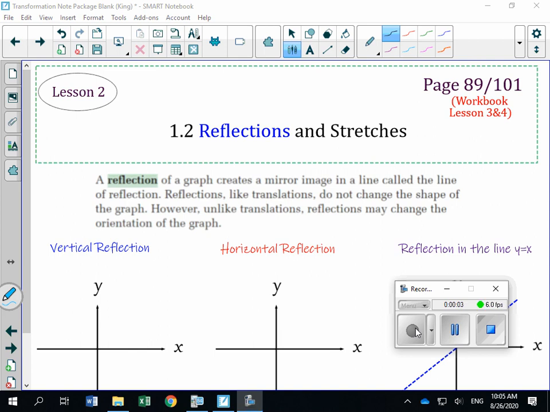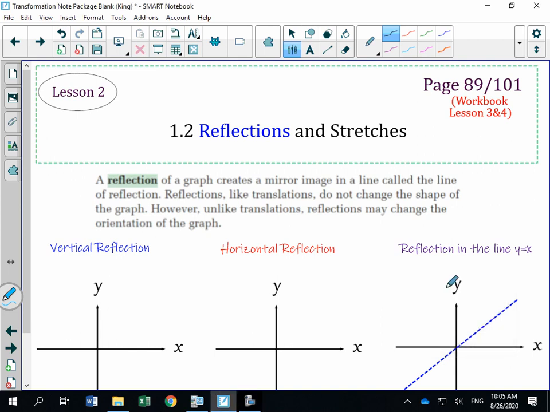Okay, we're moving on to lesson 2, reflections and stretches. I don't use the workbook for this. I'll assign the workbook for your homework, but I'm using my own note package for all of your notes on reflections and stretches. So make sure you have this. And the blank note packages are on the Google Classroom.